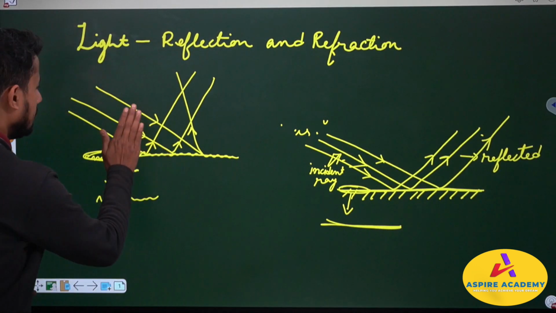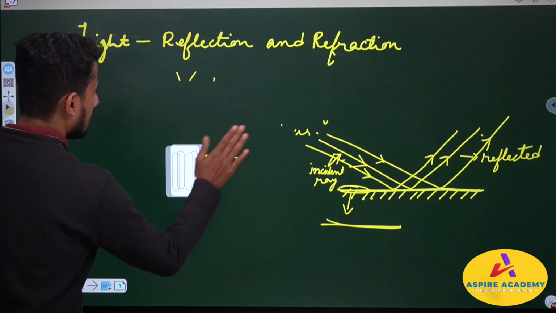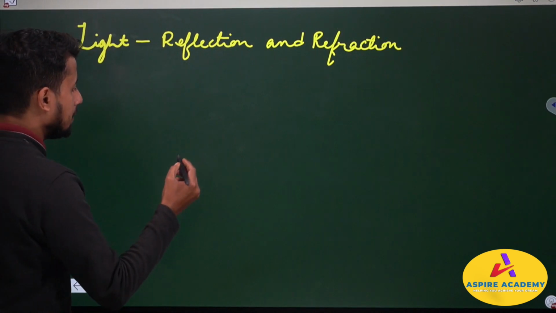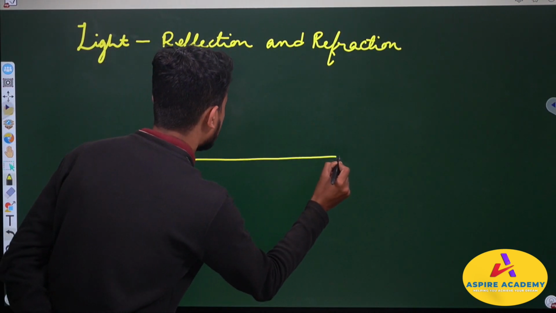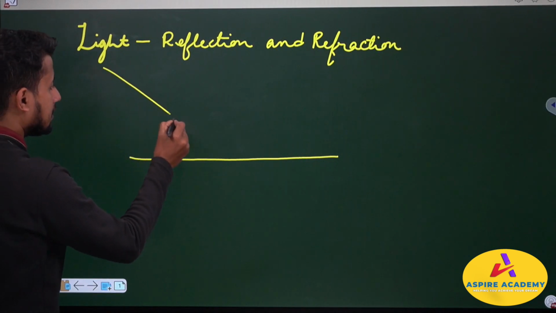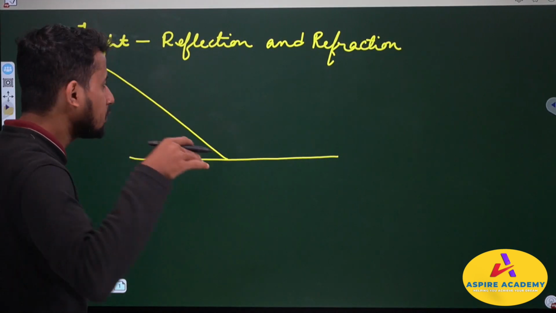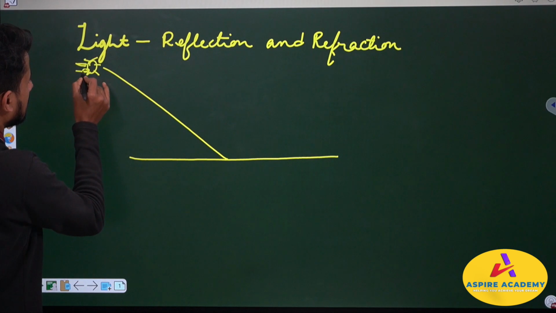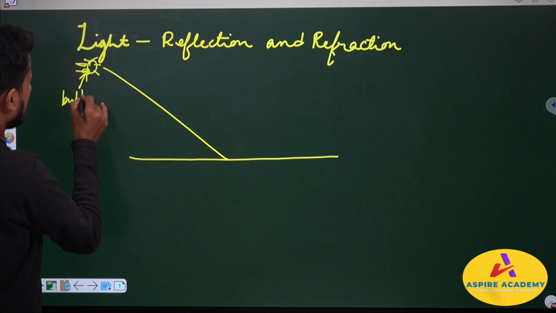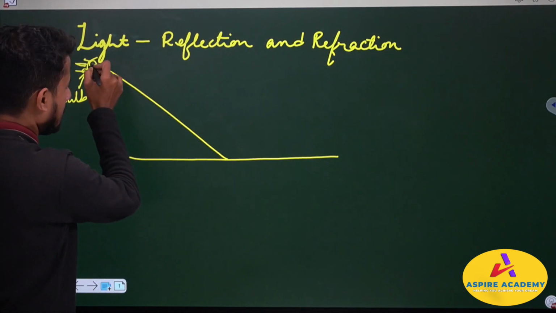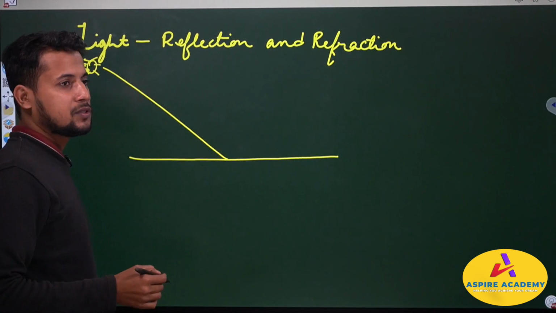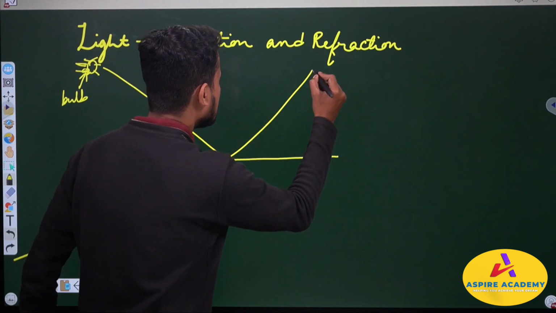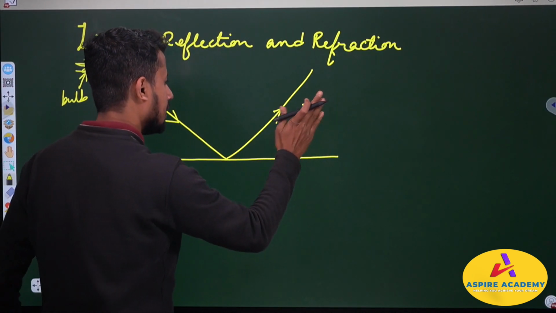Now, coming to plane mirror again. Say this is a plane mirror. This is the incident ray, the ray of light that comes from a source. Say there is a bulb here, or a laser light is here, from which the rays have been shot on the mirror. So this is the incident ray. The reflection will happen in the opposite direction, exactly in the opposite direction.